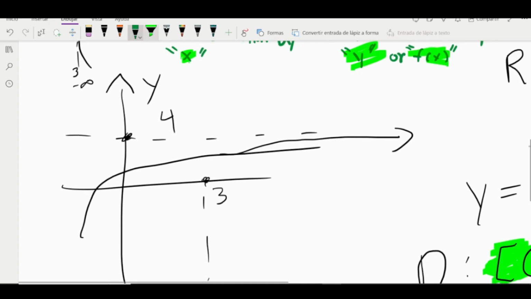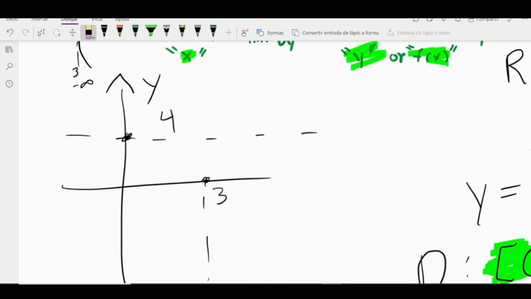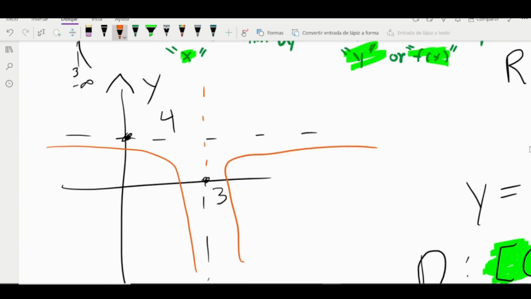So here, for example, let's draw this again. Let's say that we have these asymptotes, at 4 and 3. So let's say that we're going to have something like this. You see the shape. The line never crosses these values, so we can have this as our asymptotes.